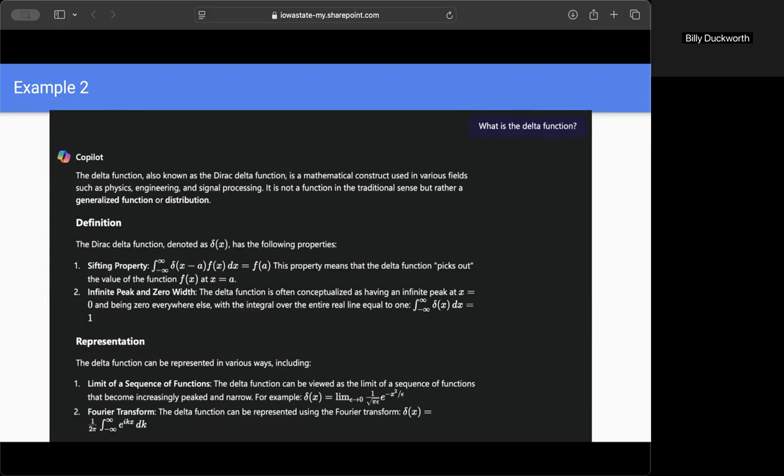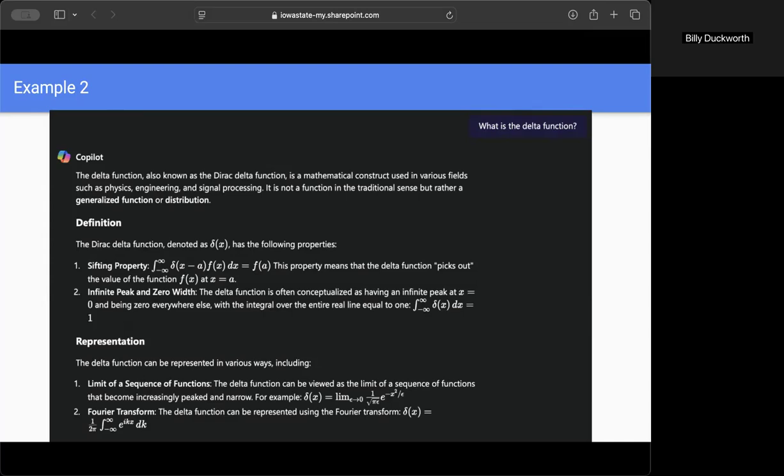Then it'll go through and try to explain it to you. So it's a mathematical construct used all over the place. And it says it's not really a function in the traditional sense, but a generalized function. And okay, well, that's very strange. Never heard of anything like that, right? And then it'll tell you exactly sort of the properties that define it.